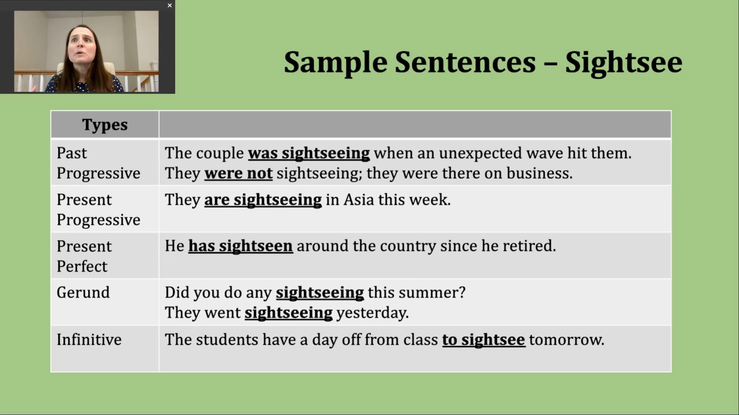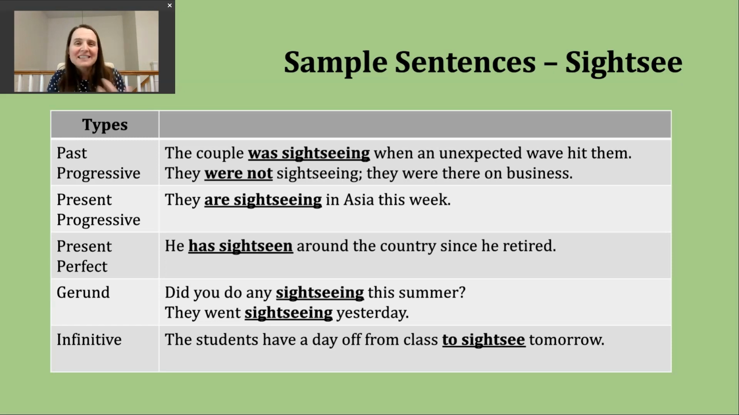And I think that's a really common way for you to hear this used. So to have the verb go followed by the gerund sightseeing. Go sightseeing, will go sightseeing. That you will hear in many different tenses. Now let's take a look at the infinitive. The infinitive is to and then a base verb. Here's an example. The students have a day off from class to sightsee tomorrow. Right? So that's the activity. That's the activity they will be doing in the future. So our verb in that sentence is have.